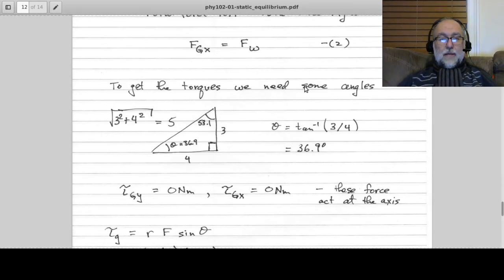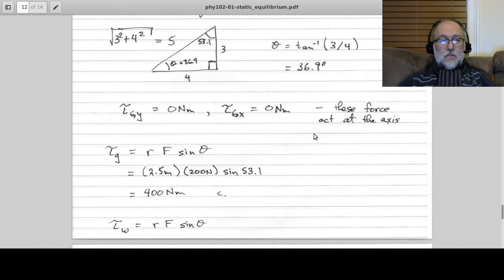All right, so yeah, no way to avoid that geometry for these ladder problems. Okay, so let's go through it. First, the torque at the ground, whether the y or the x component, is 0, because the axis of rotation is right there. That means that r is 0 for those two forces, and that means that the torques are 0. Those forces act right at the axis. So we've seen that already.